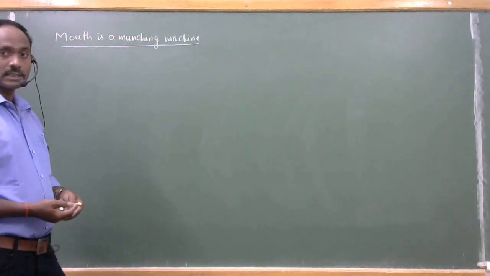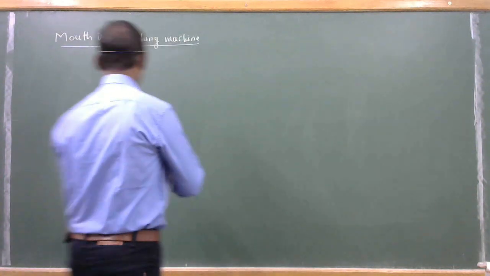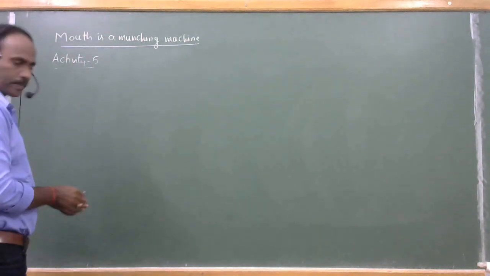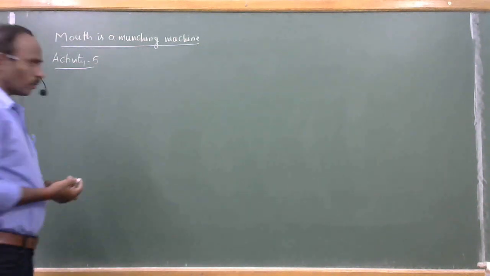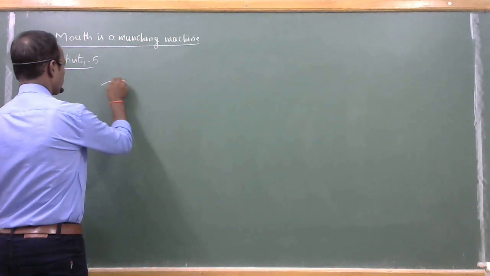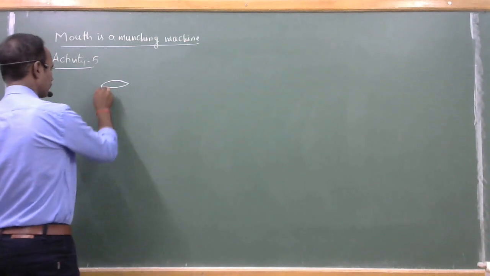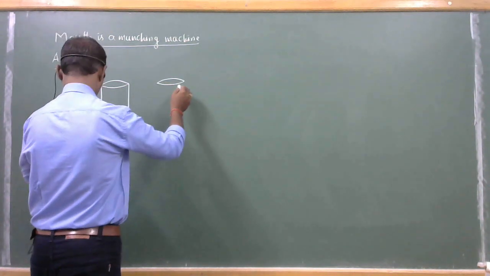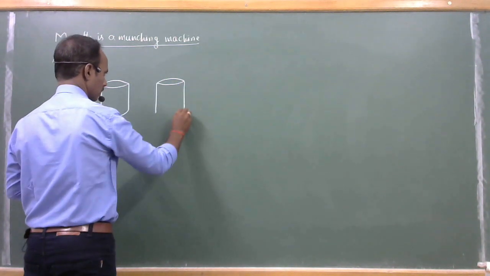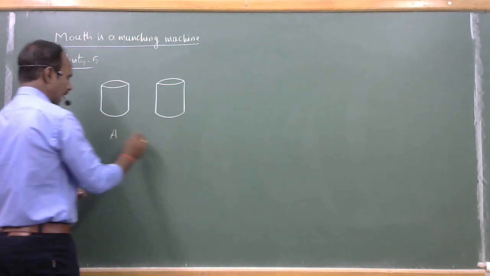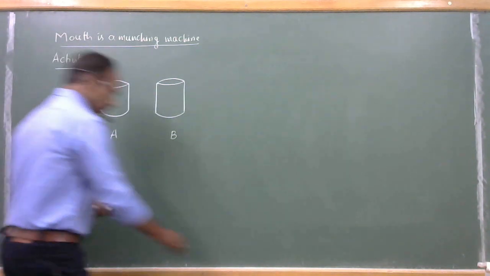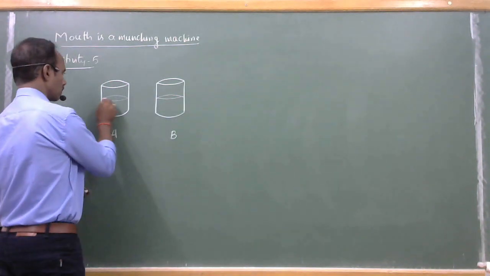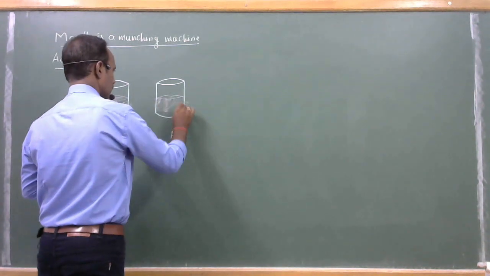So, in this lesson, we will understand several activities. For this one, we have activity 5 here. In this activity, first of all, we take 2 beakers of vinegar. Clear? So, this is beaker A and beaker B. Both the beakers are filled with some amount of liquid called vinegar.